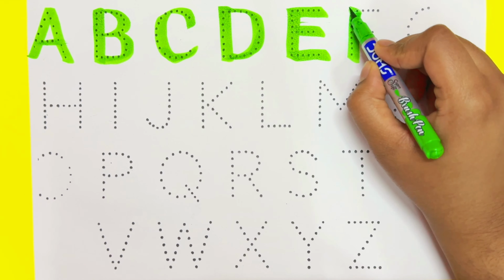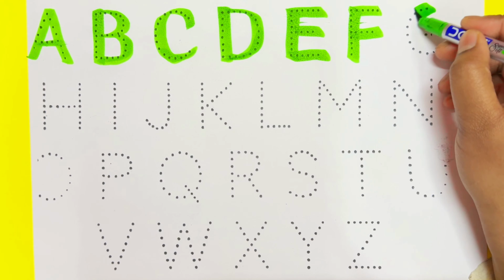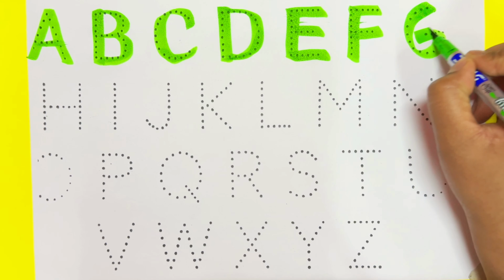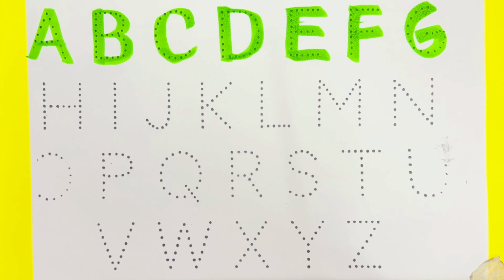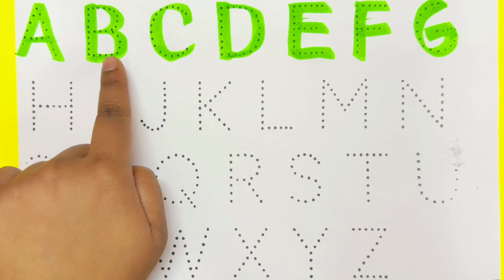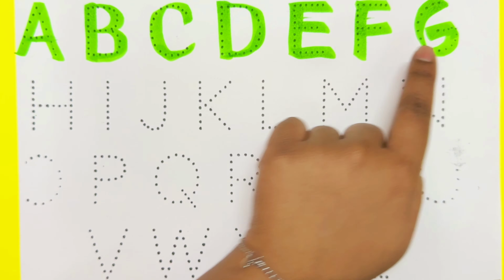F for family. F for food. G for ground. G for gun. A, B, C, D, E, F, G.